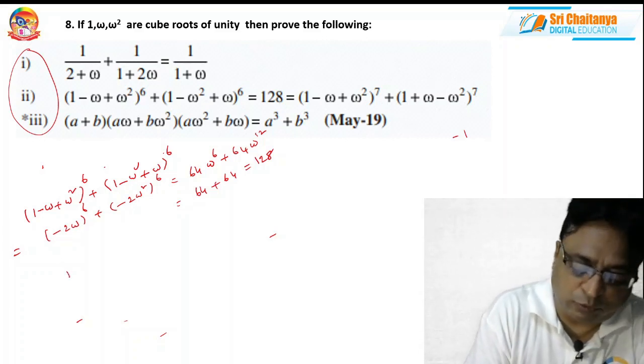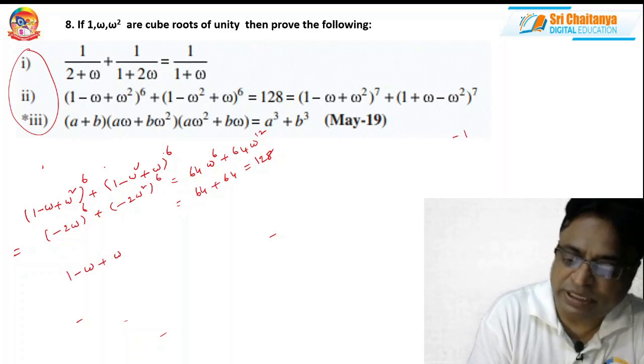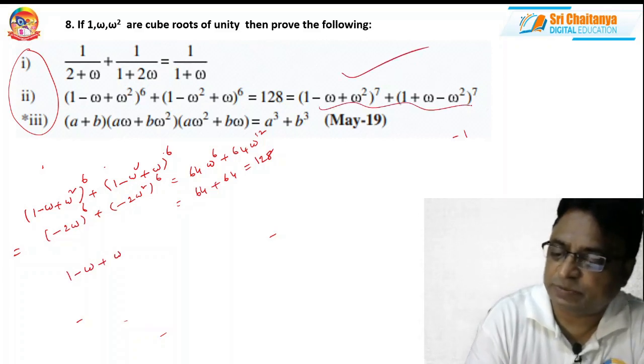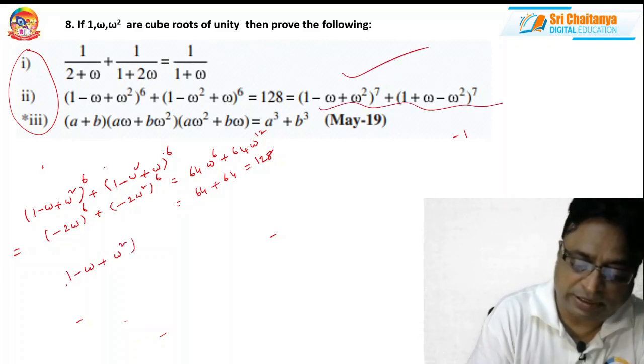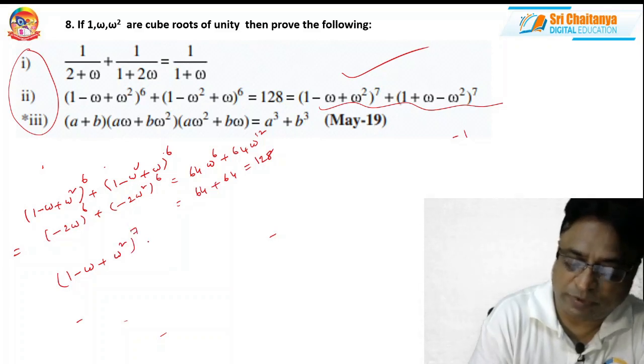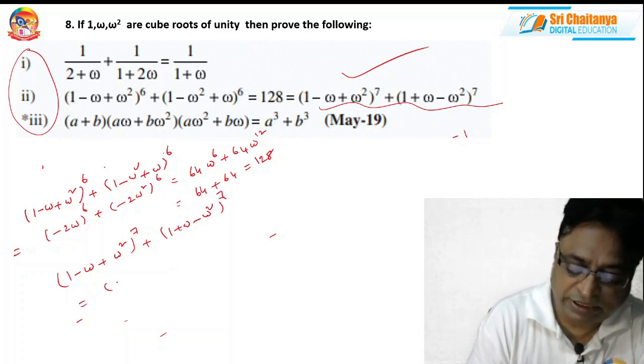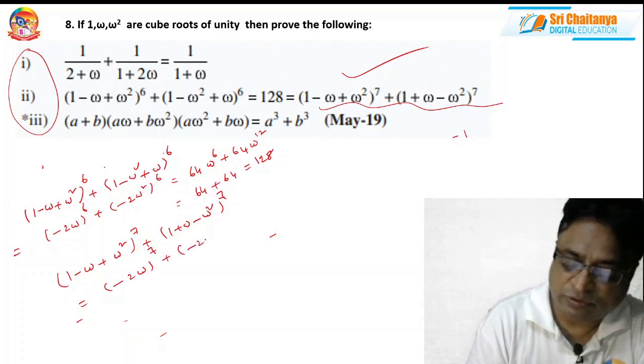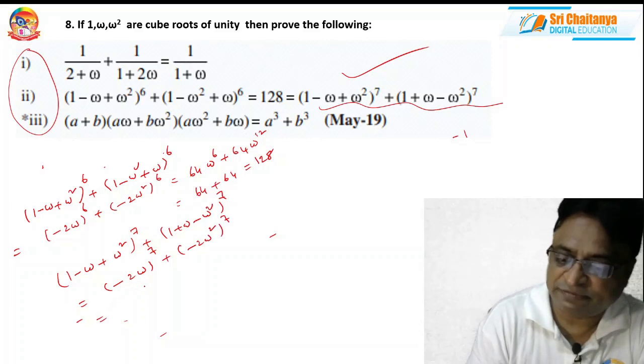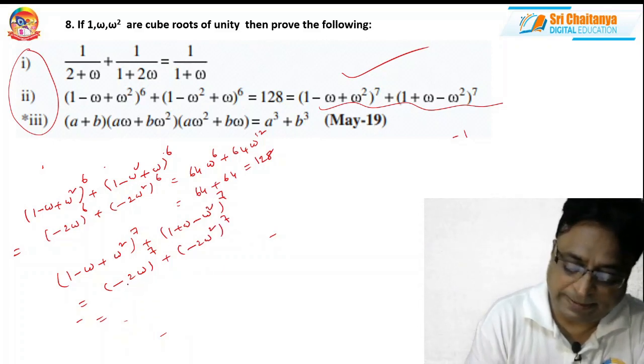So next, coming to 1 minus omega plus omega square. This part I am now solving. 1 plus omega, 1 minus omega plus omega square whole power 7 plus 1 plus omega minus omega square whole power 7. This I can write as minus 2 omega whole power 7 plus minus 2 omega square whole power 7. This is 2 power 7. I think this is minus 2 power 7.